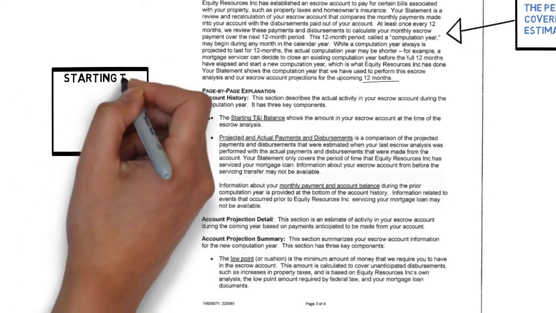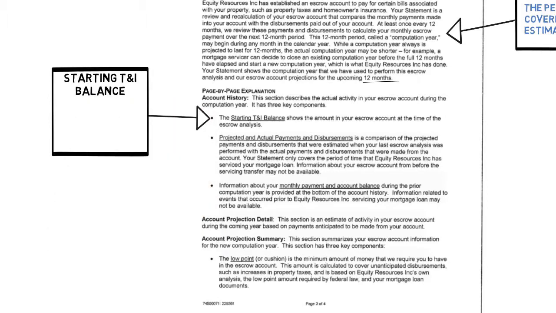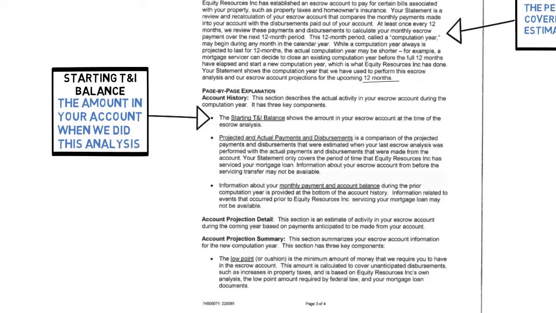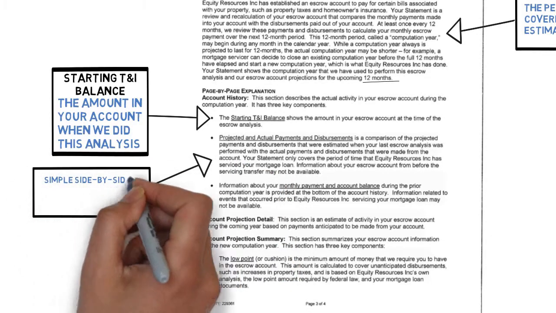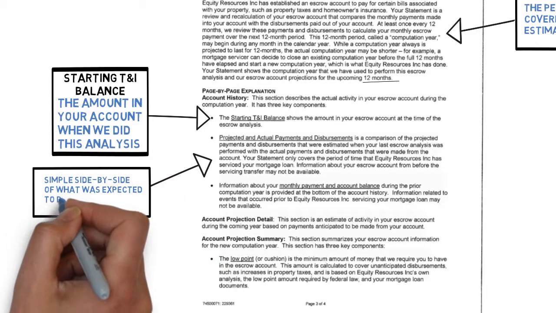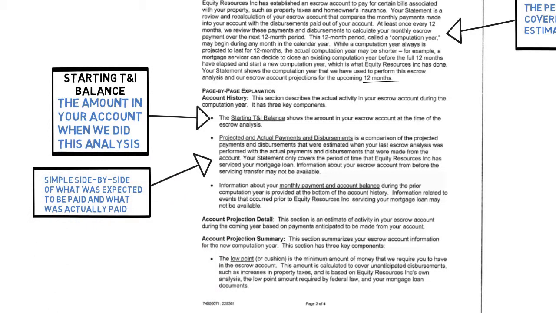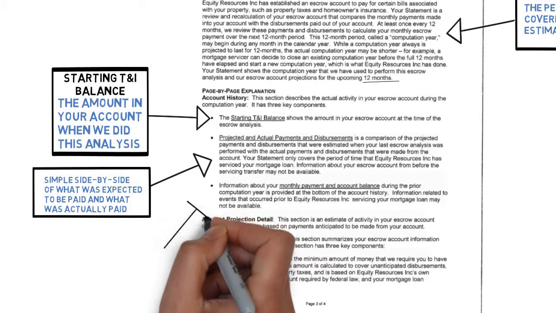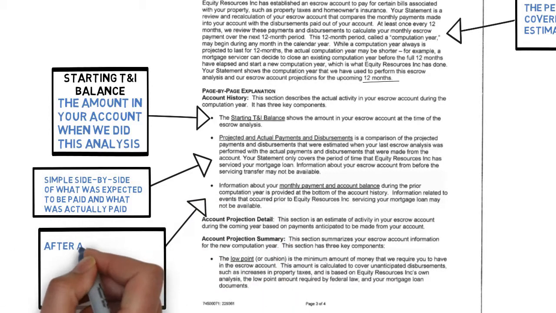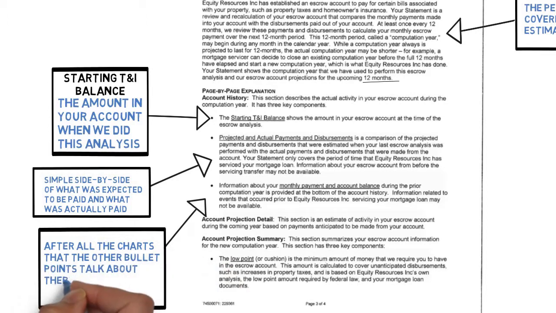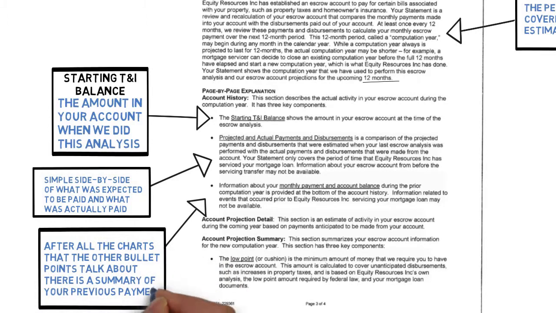On the first informational page, we take a close look at your account history. The starting T&I balance just shows how much you had in your escrow account when we did the analysis. Projected numbers are just a side-by-side of what was projected and what was paid. There may be some missing information here if we just took over your escrow account, as we only have information for our own accounts. Then, below all the nice charts and fairly small text, will be info about your monthly payment and account balance during the last computation year.